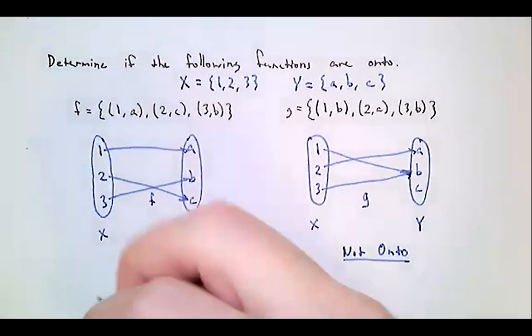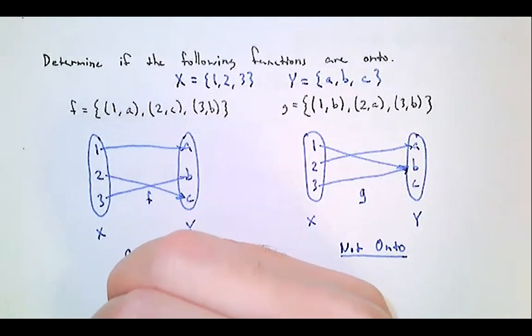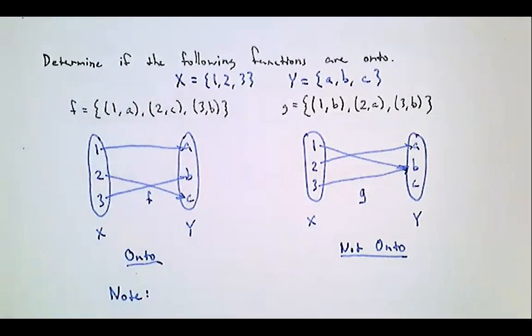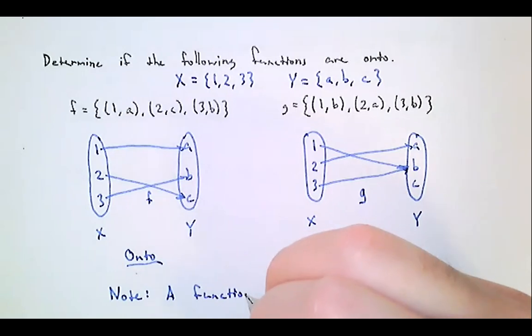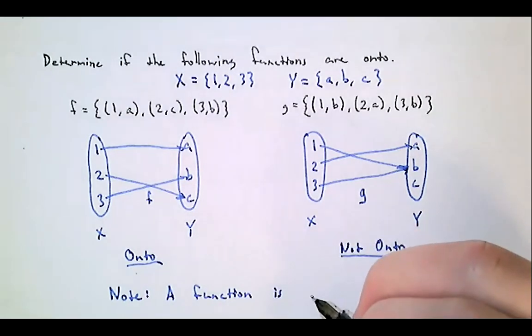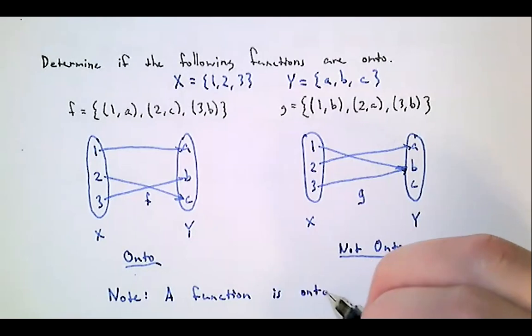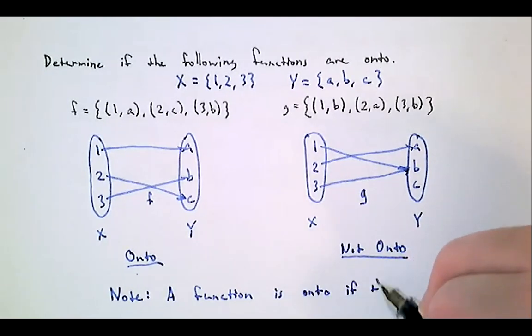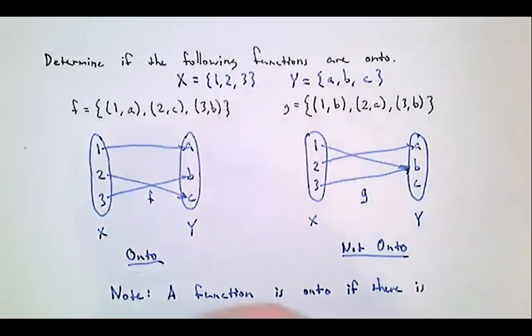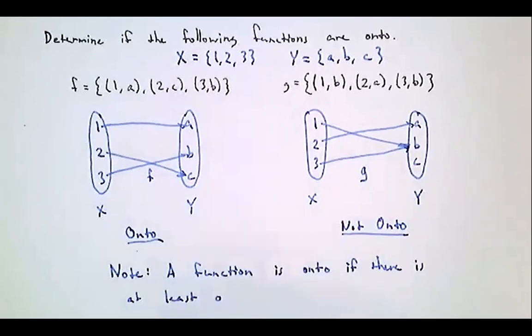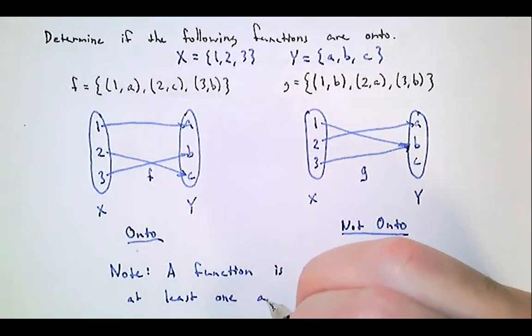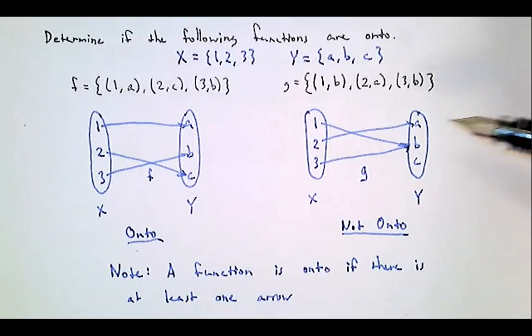And if we're looking at an arrow diagram, what we're looking for is this. A function is onto if there's at least one arrow pointing to each element in the codomain, Y.